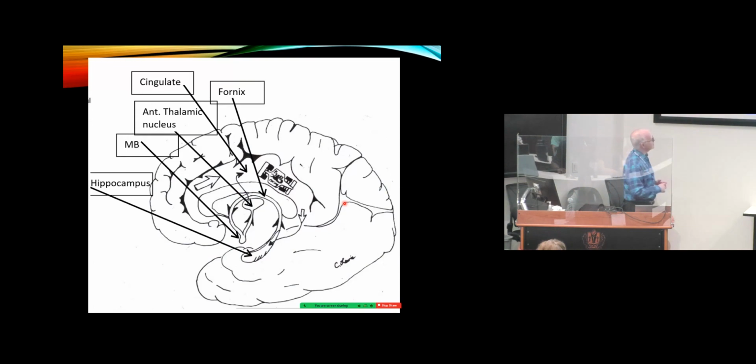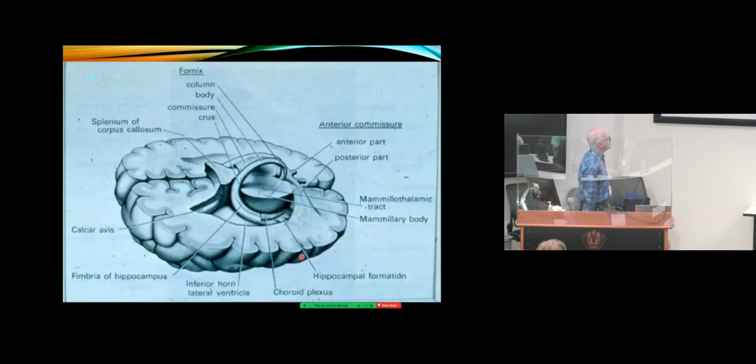Okay, and here is a medical student's drawing of the Papez circuit. So it goes from the hippocampus via the fornix to the mammillary bodies, to the anterior thalamic nucleus, to the cingulate gyrus, and back down. Okay, and I just couldn't find a better drawing than this. It's from an old textbook, but this is another C-shaped structure. So again, when you cut through the fornix, you're going to see it in different places.